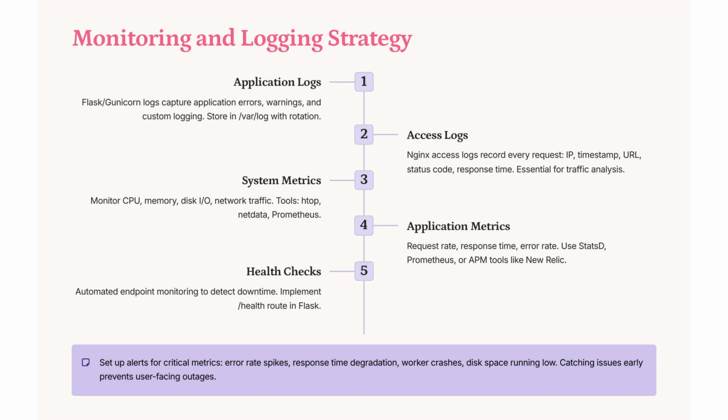Implement a robust monitoring and logging strategy. Capture application logs with Flask and Gunicorn for errors and warnings. Use Nginx access logs for traffic analysis. Monitor system metrics like central processing unit and memory with tools like Prometheus. Track application metrics such as request rate and error rate. Set up alerts for critical issues to prevent outages.